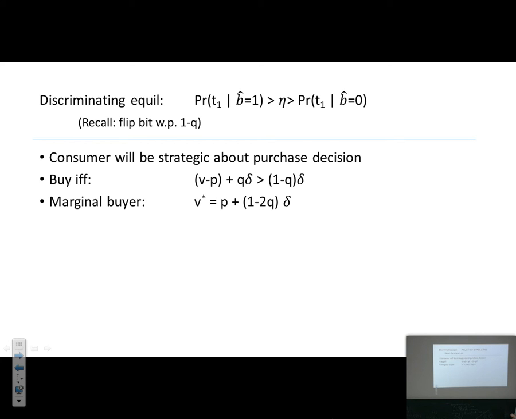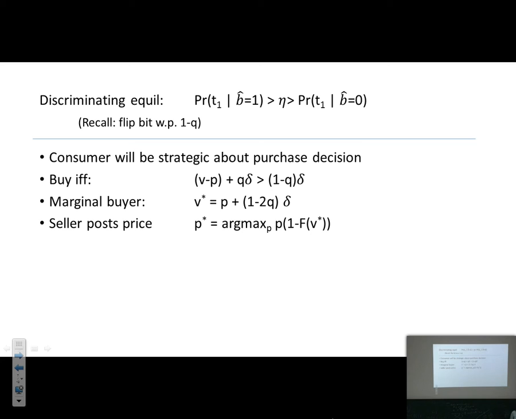And so they're going to buy whenever their value now, whenever their surplus from buying the good, plus the probability that they see the better ad tomorrow times the delta bonus, is better than what they would get if they don't buy, which is basically 0 today, plus the probability that their bit gets flipped into a 1 times their bonus. And so you can rearrange terms, and this has to hold with equality for the marginal buyer, and so you get this expression. And so note now, this Q appears here in the location of the marginal buyer.